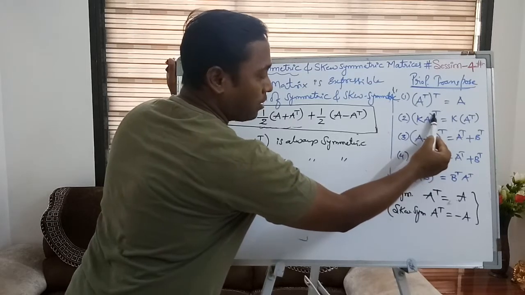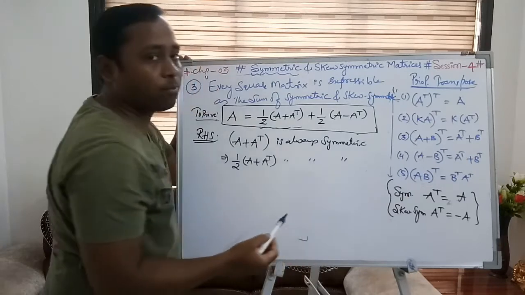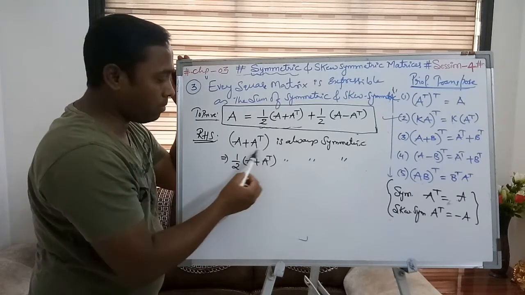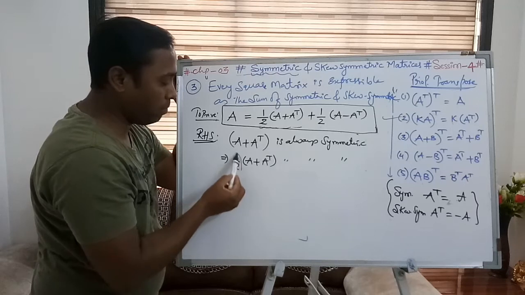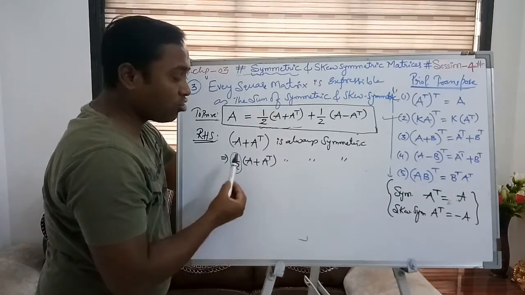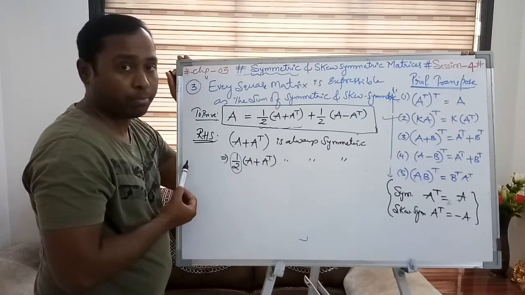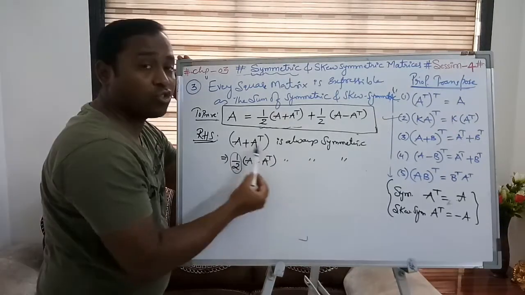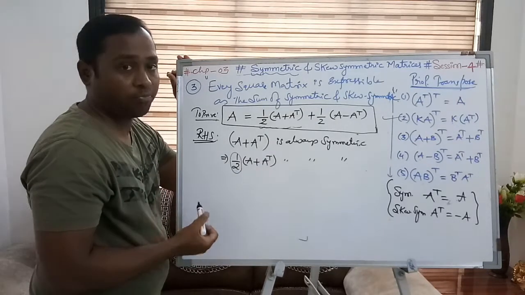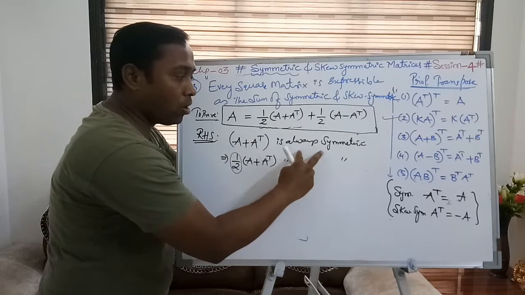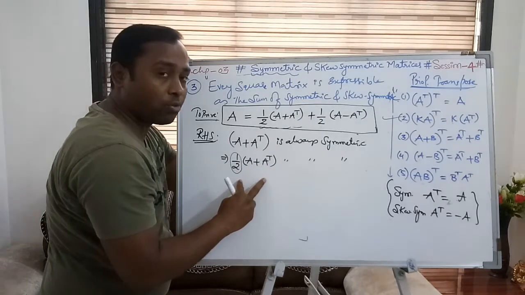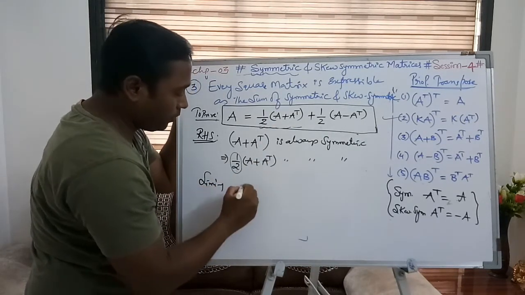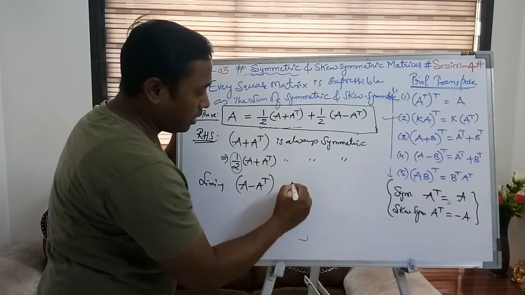K times A whole transpose is equal to K times A transpose, as property number 2. With the help of property number 2, when a matrix, or the addition or subtraction of matrices, is multiplied by a non-zero constant, it does not change the property of the matrix. I repeat, if you multiply a matrix by a non-zero real number, it does not change the property of the given matrix. Hence, if A plus A transpose is always symmetric, then half of A plus A transpose is also symmetric.